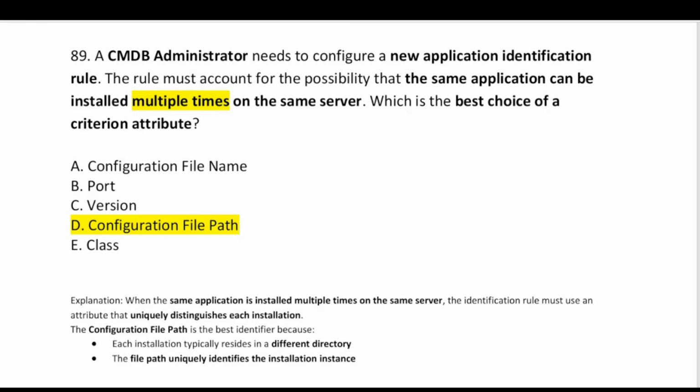Option A, configuration file name. Option B, port. Option C, version. Option D, configuration file path. Option E, class. Correct answer is option D.